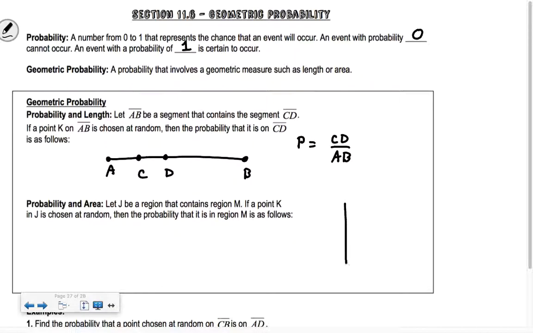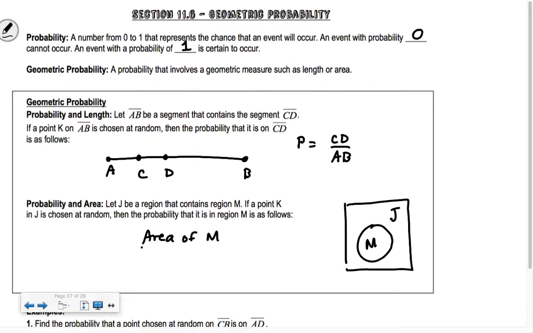And then area. Let J be a region. Let's say J is a square that contains region M, and let's make M a circle. If a point K is chosen randomly on J, then the probability that point K is on region M is the area of M divided by the area of J. So it's the smaller area divided by the total area.